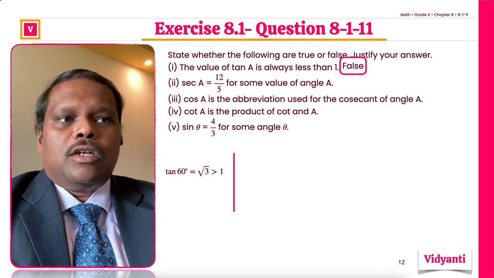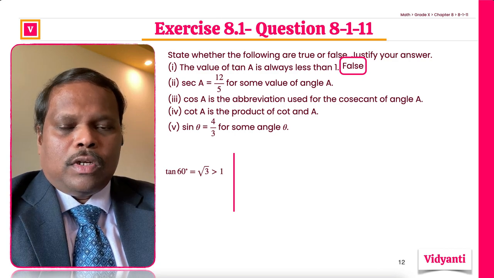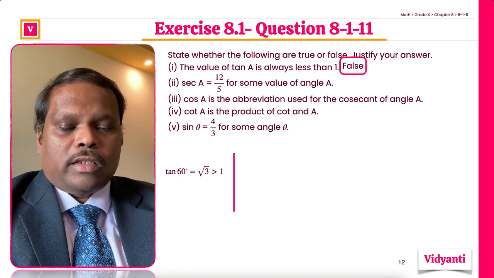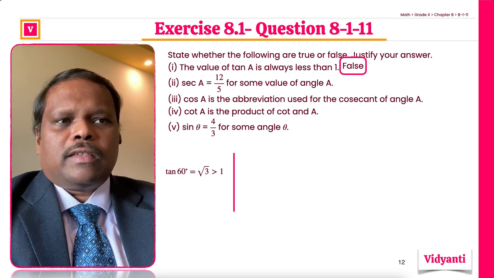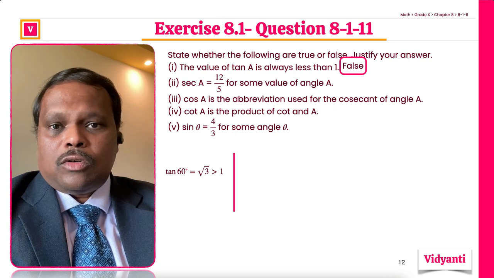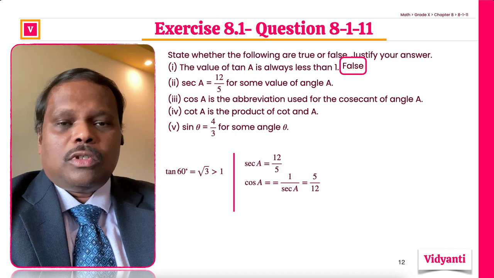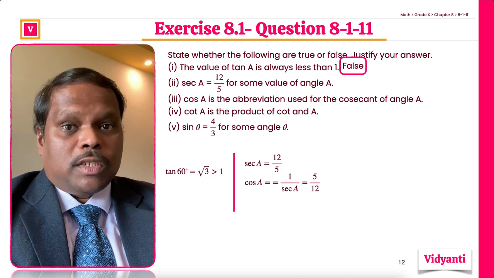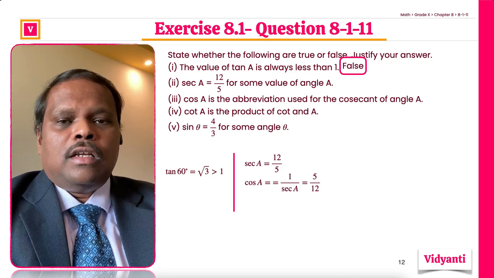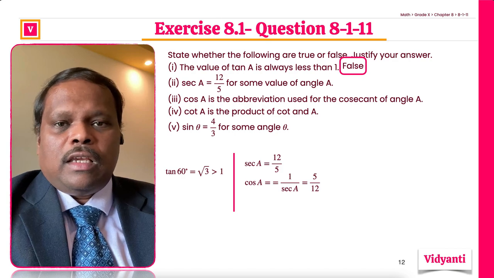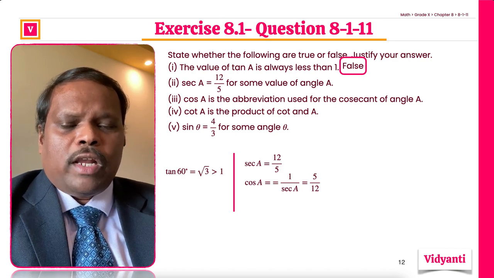Sec A is 12 over 5. Now sec is the reciprocal ratio of cosine, cos. So let us assume that sec A is 12 over 5. That means, if that is true, cosine of A, which is basically the reciprocal of sec, must be, just flip the numerator with the denominator, 5 over 12. Cosine A can be 5 over 12 because this is less than 1.